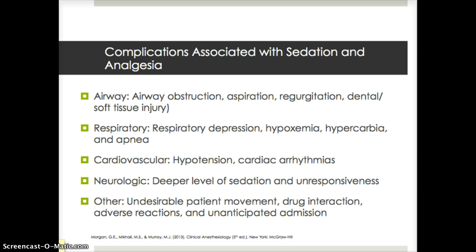Here is a list of complications associated with sedation and analgesia: airway obstruction, aspiration, regurgitation, dental and soft tissue injury, respiratory depression, hypoxemia, hypercarbia, and apnea. Many of the closed claims are from injuries associated with inadequate oxygenation and ventilation during procedures in the GI suite. Hypotension, cardiac arrhythmias, deep level of sedation and unresponsiveness, undesirable patient movement, drug interaction, adverse reactions, and unanticipated admission.